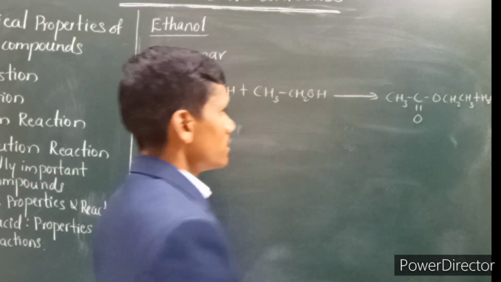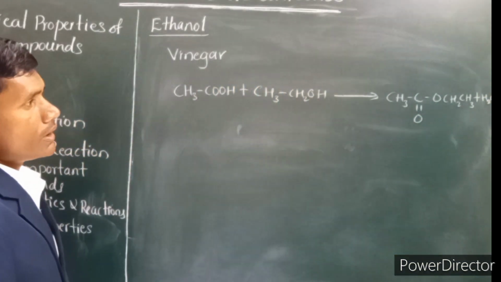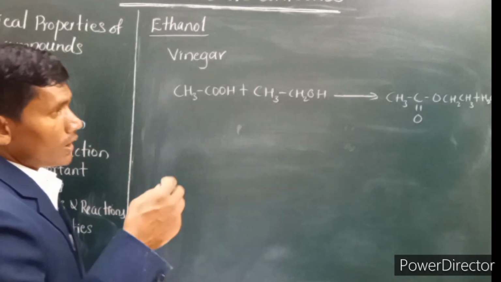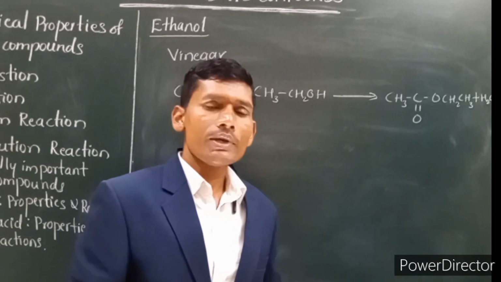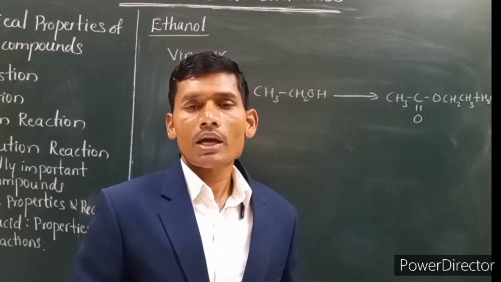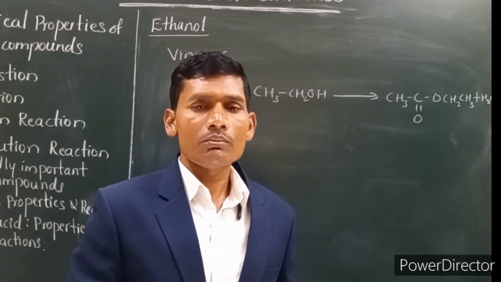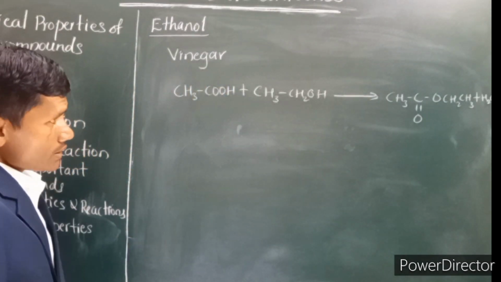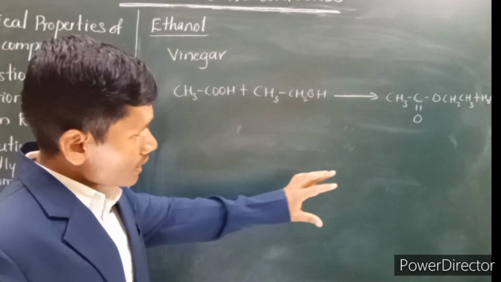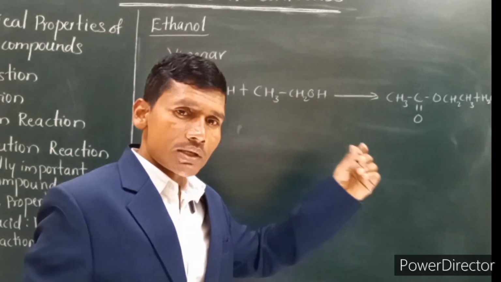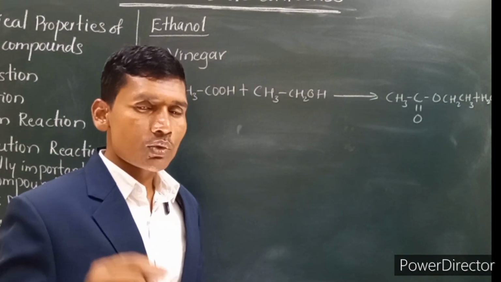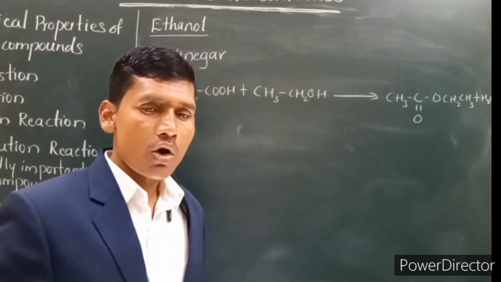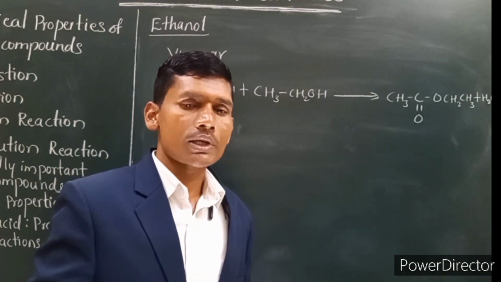It is liberating water. So it is getting converted to what? Ester. What are esters? Esters are sweet smelling substances. They are used in the preparation of perfumes. When this ester is treated back with alkali, that is sodium hydroxide, it is converted back to alcohol and the sodium salt of carboxylic acid.